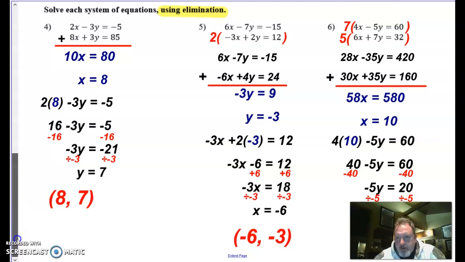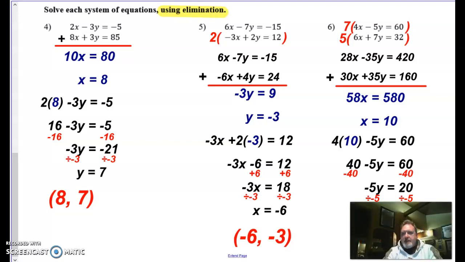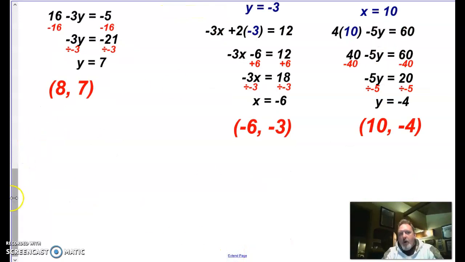Same idea here with this equation to the right. When we add here, we multiply first, and that gives us opposites for the y's. So the y term is going to cancel out. I divide, and x is 10, and then I can plug 10 into this equation or this one, it doesn't matter. When we plug 10 in for x, then I can see that y is -4.